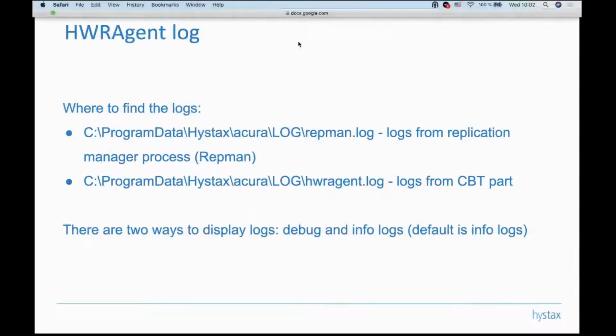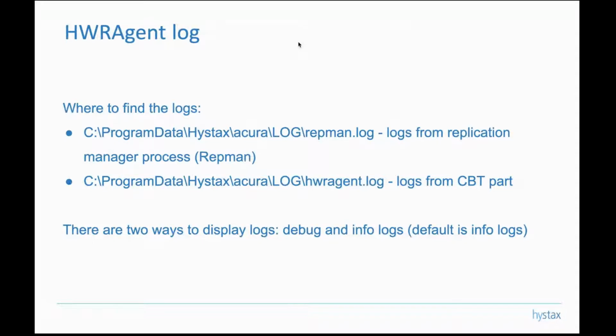So, starting with Windows replication agent logs, a couple of words about where they are located, and I'll show on a real machine how they look. The logs are located in this hidden folder, ProgramData. It's on the C drive and hidden by default. So if you don't see this folder, just make the hidden files and folders visible.